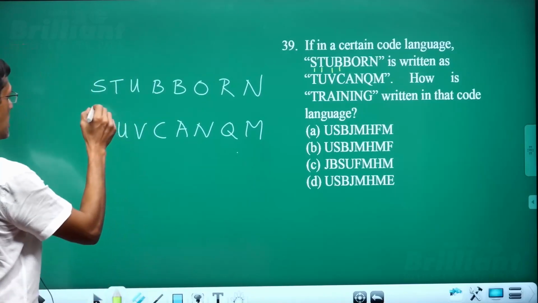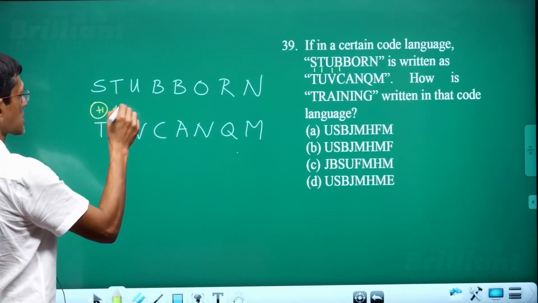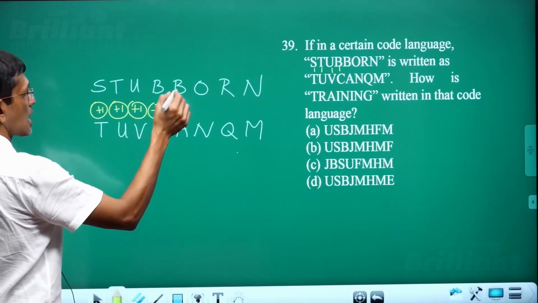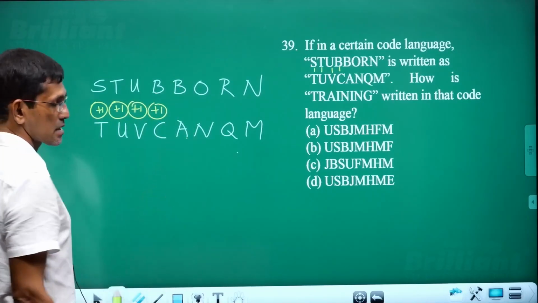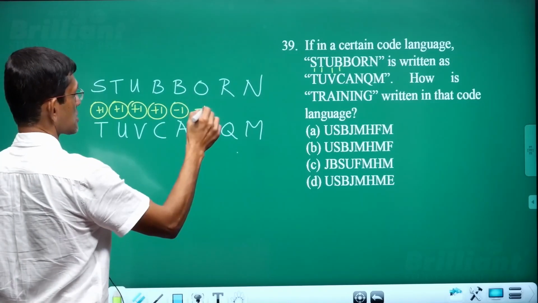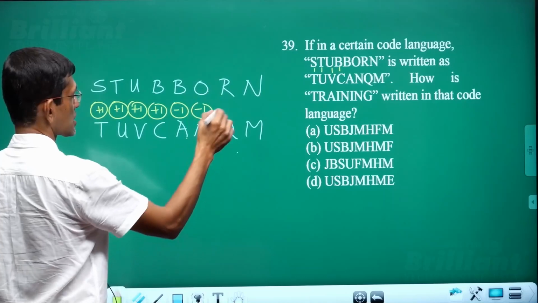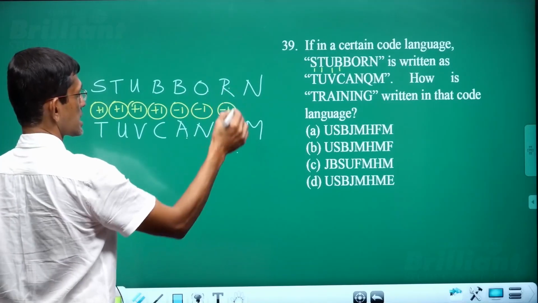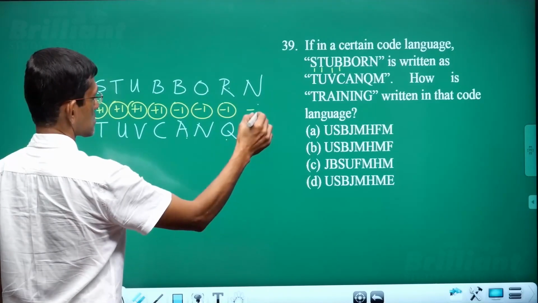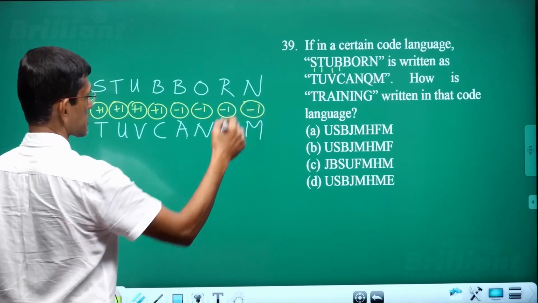Here, S plus 1 is T, T plus 1 is U, U plus 1 is V, B plus 1 is C. However, in this case, B and A: that is actually minus. So it's minus 1. This O is 15, this is 14, so minus 1. This is 18 and this is 17, minus 1. This is 14 and this is 13, so minus 1.